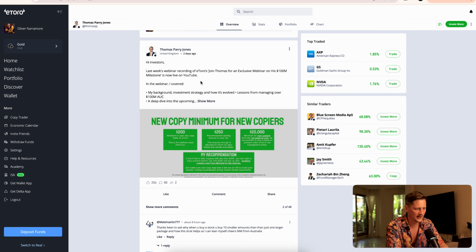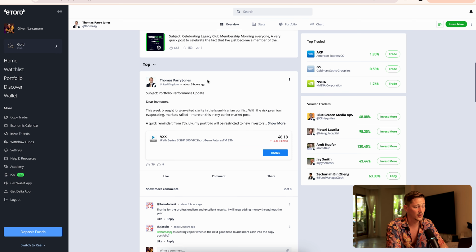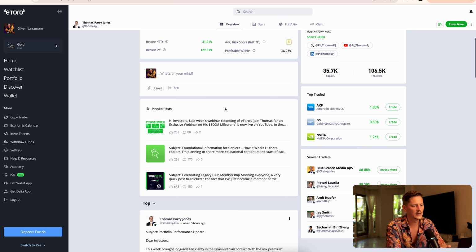Here we go. You'll see that the minimum copy amount on eToro is $200. He recommends $250, but from the 7th of July, he will be going to a minimum copy amount of $20,000, which is fantastic news for him. I mean, he is the number 1 copy or popular investor on eToro.